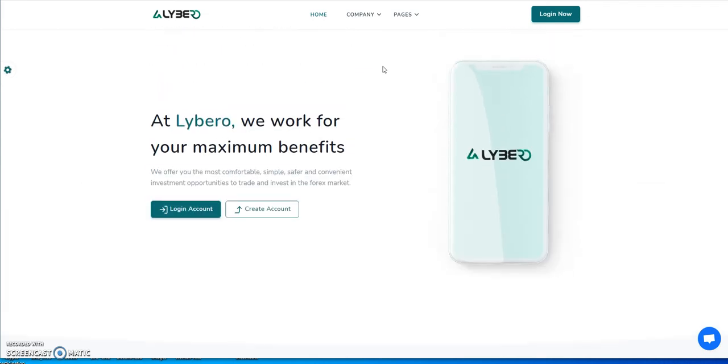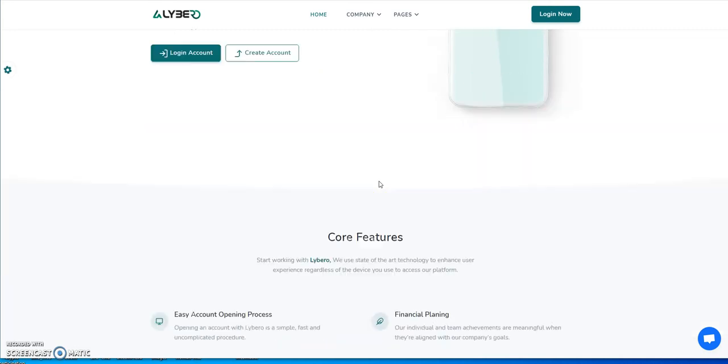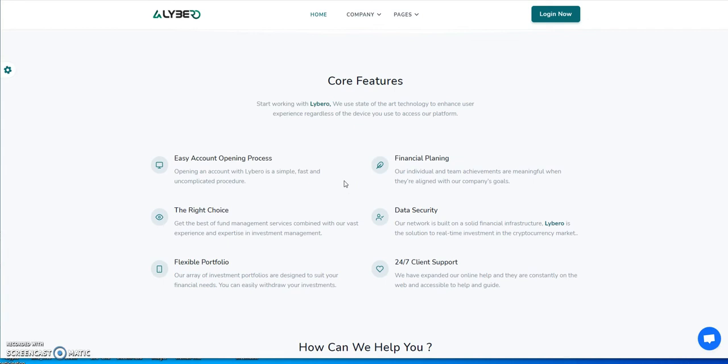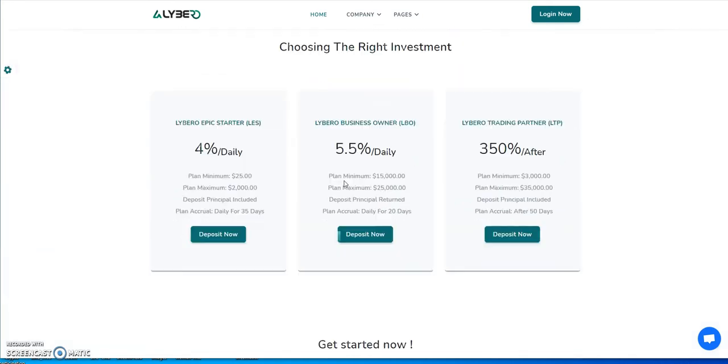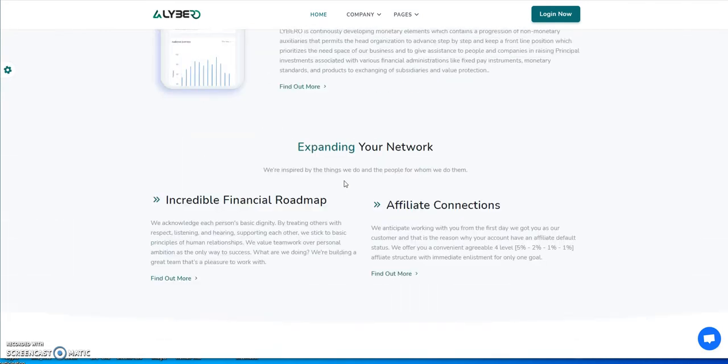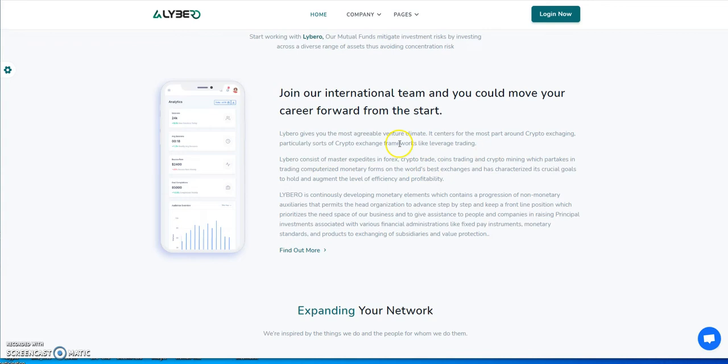And when, too. Before I do that, Lybero is all about the opportunity to trade and invest in the Forex market, and that's how it earns. But not just the Forex market, they do more than that. Let's go right down to that part. They do crypto exchanging, leverage trading, master expertise in Forex, crypto trade, coin trading, and crypto mining. They do it all, trading in computerized monetary forms on the world's best exchanges. This is the real deal, if you believe it.